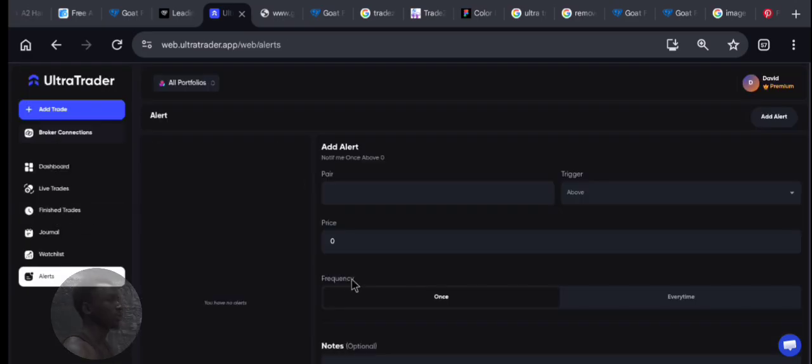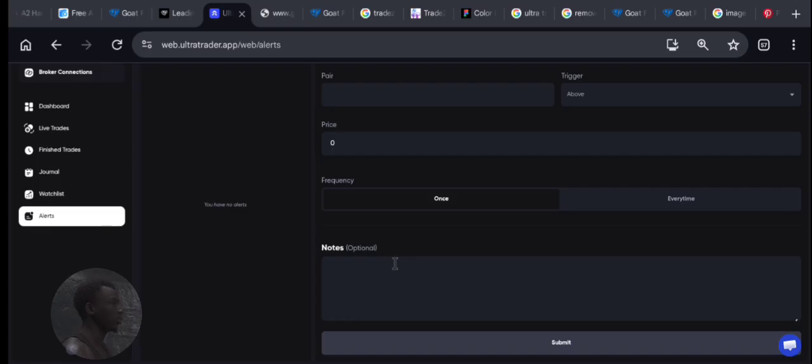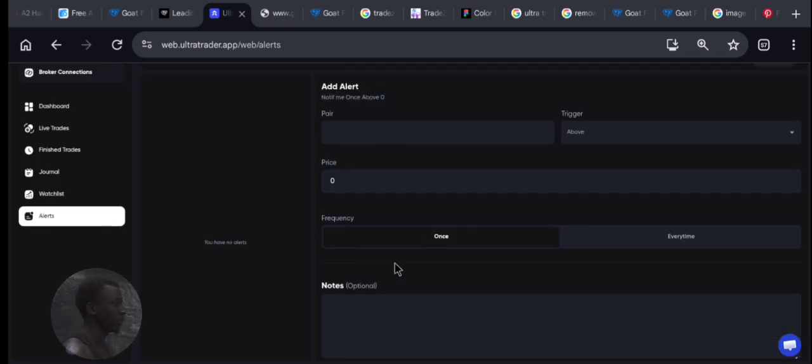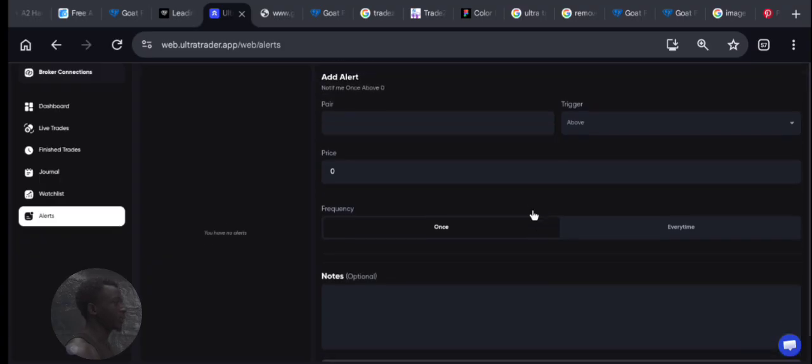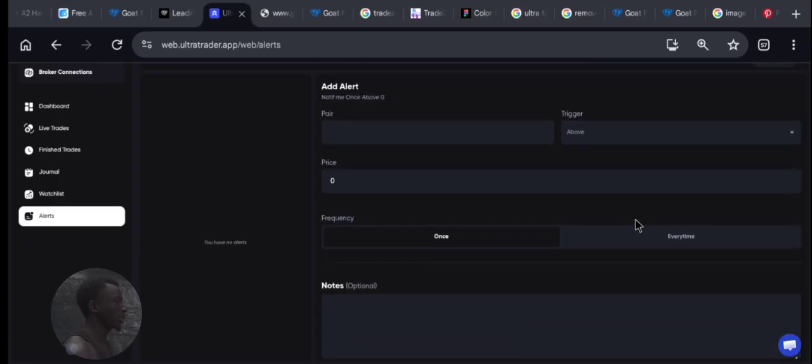And this is the alert section. This way you add alerts on a trade you're watching. For example, if you're on a trade like Euro AUD or GBP AUD and you set an alert, it will trigger and let you know at which price and level the pair is at. You can add your notes, the frequency, the number of times you get the alert, and then you can add notes to the alert and submit. So whenever price reaches a certain level, it sends you an alert.